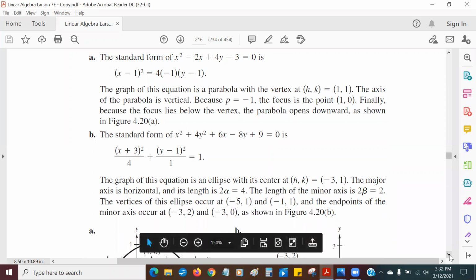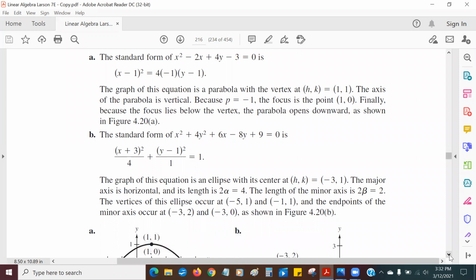And eclipse is when you can't see the sun or the moon. I'm just kidding. That was a joke.